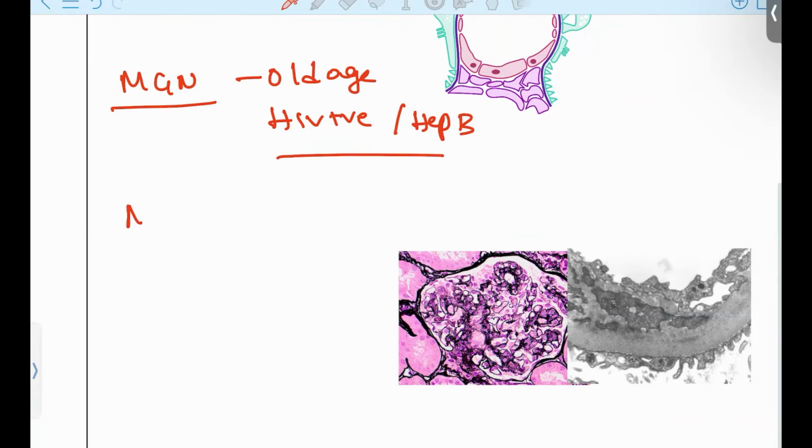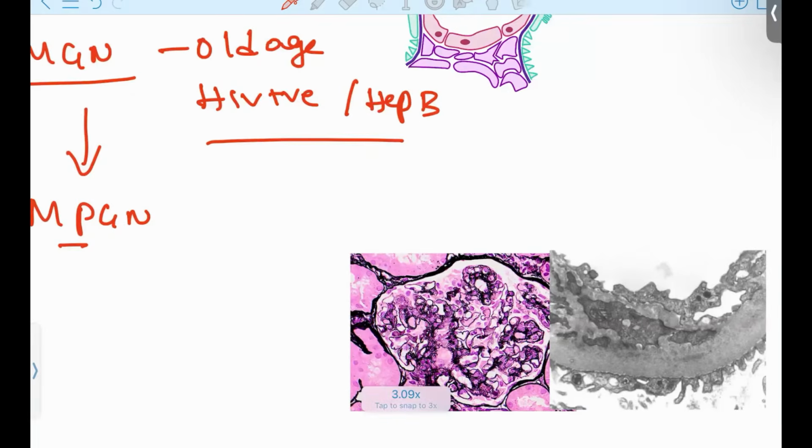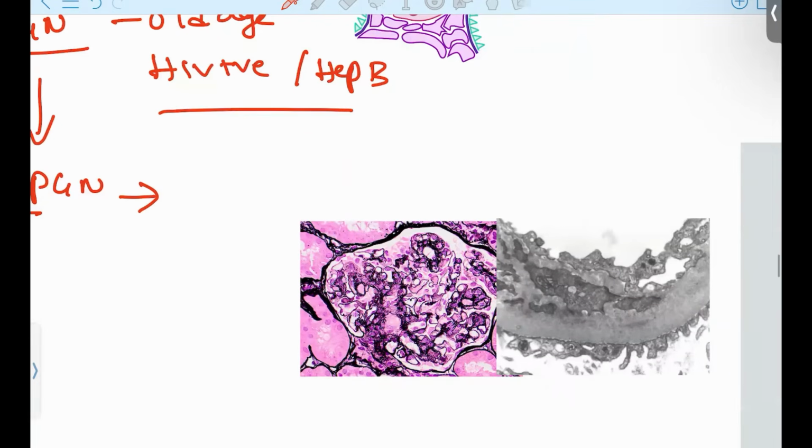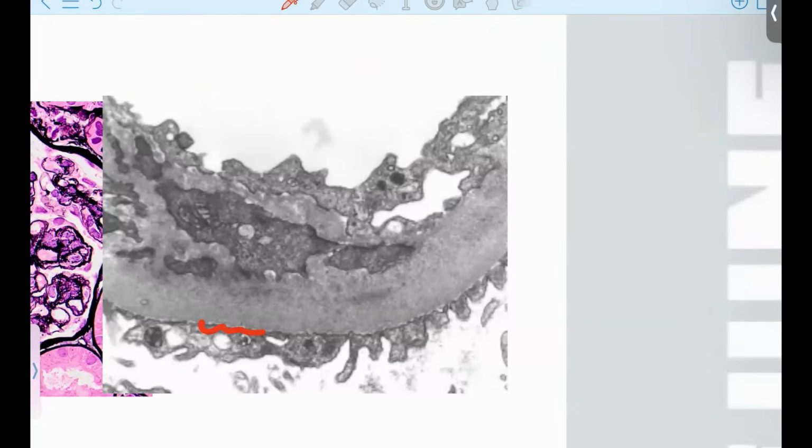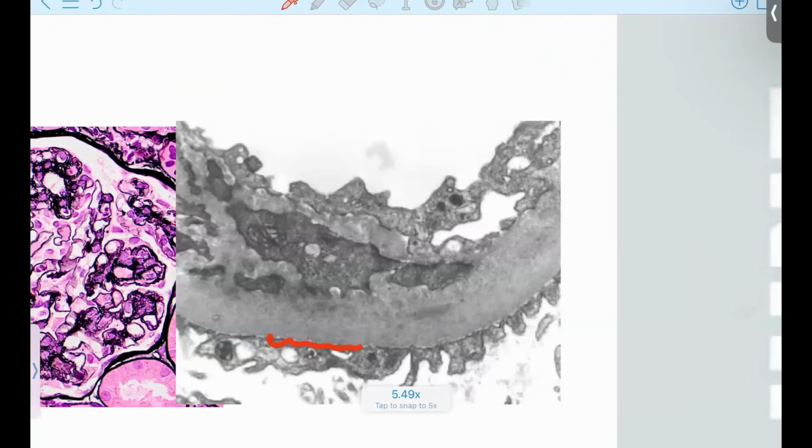And next, coming to the MPGN. This MPGN is the membranoproliferative glomerulonephritis. The difference between these two is that there is a high chance of the proliferation of the glomeruli, which will lead to a tram track appearance on the electron microscope. Okay, so there is a question also. Tram track appearance is seen in which one? That is seen in the patients suffering from the MPGN.